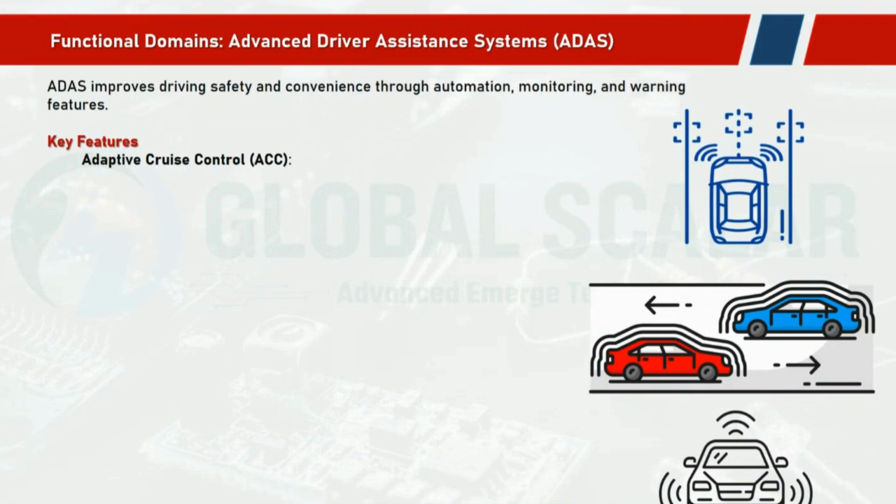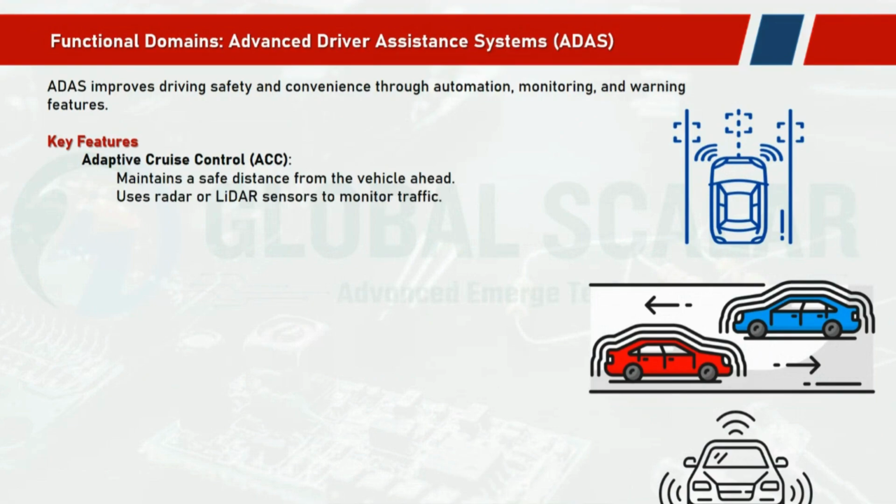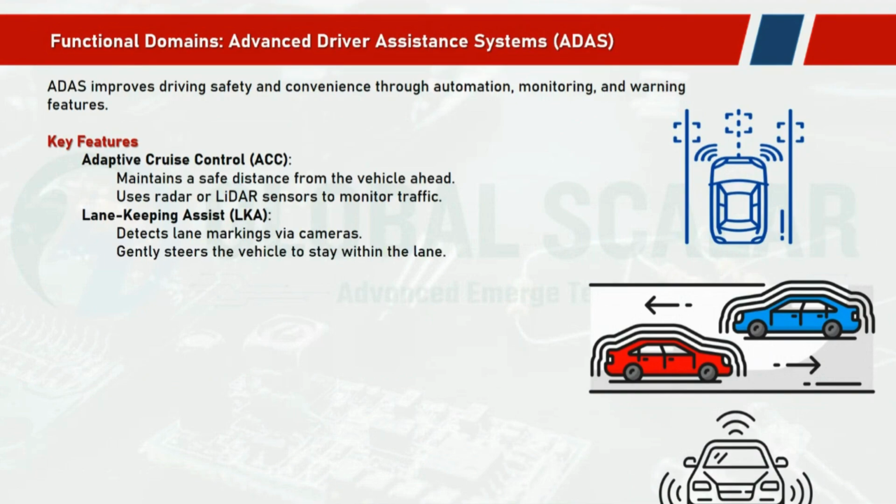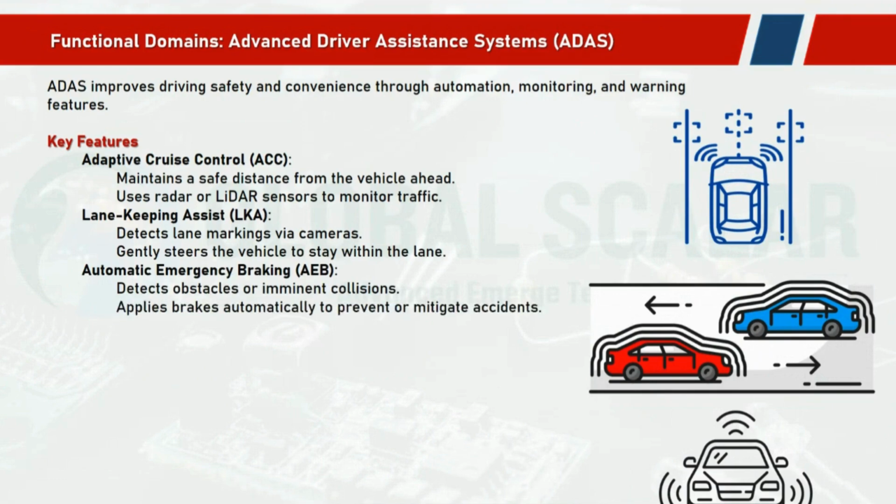Mainly some key features: adaptive cruise control. It maintains a safe distance from the vehicle ahead and uses radar and lidar sensors to monitor the traffic. Lane keep assist detects the lane markings via the camera and gently steers the vehicle to stay within the lane. Automatic emergency brake, AEB, detects obstacles and applies the brakes automatically to prevent or mitigate the accident.